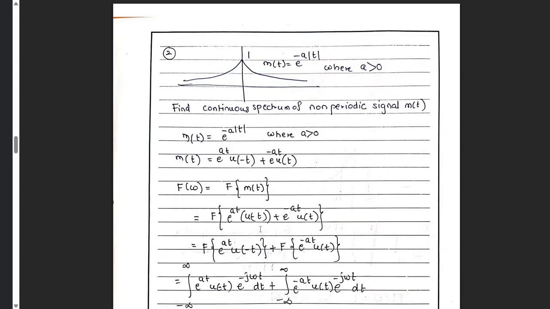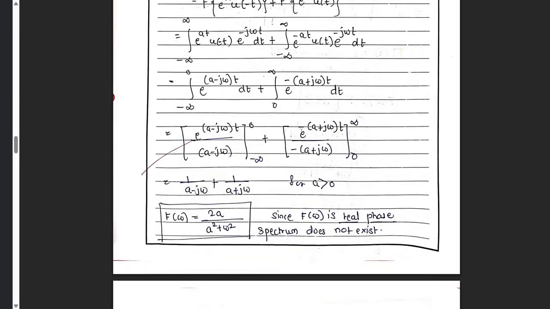And now we will apply the Fourier transform definition. So it is the integration of e raised to at into u of minus t into e raised to minus j omega t, and the second term will be e raised to minus at u of t into e raised to minus j omega t. For the first term our limits will be minus infinity to 0, and for the second term the limits will be 0 to infinity. In the same fashion, e raised to something, so that is e raised to a minus j omega divided by a minus j omega. And here it is e raised to minus of a plus j omega divided by minus of a plus j omega. For the first term, the lower limit is minus infinity and the upper limit is 0.